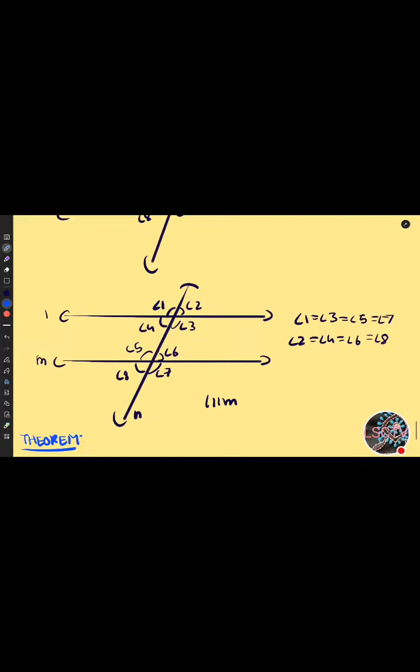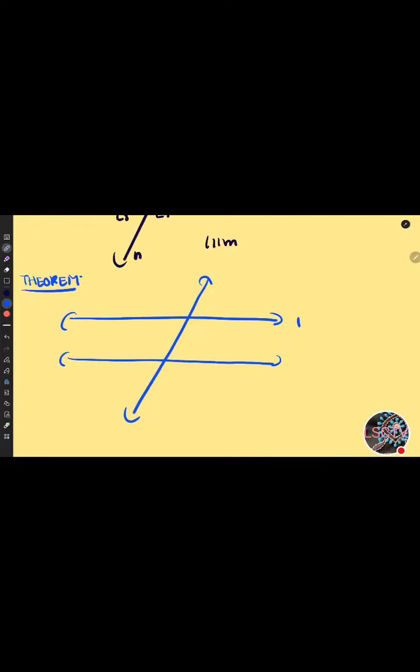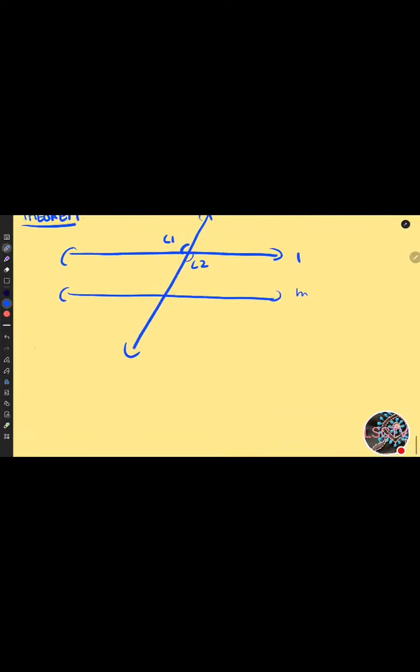See, now I'll use a transversal where L and M are parallel. Here angle 1 is equal to angle 2. By what property? Everybody will know. Angle 1 is equal to angle 2 because they are vertically opposite angles.